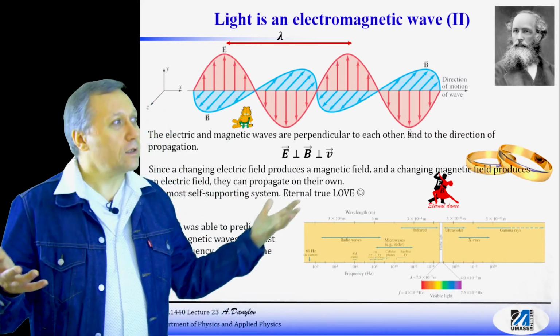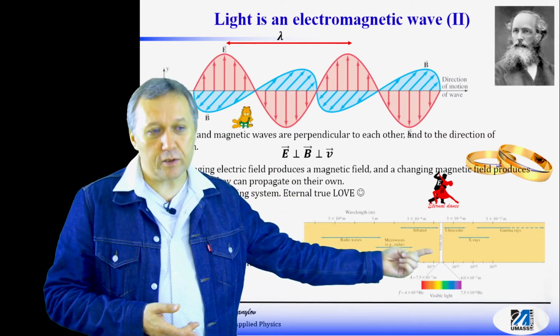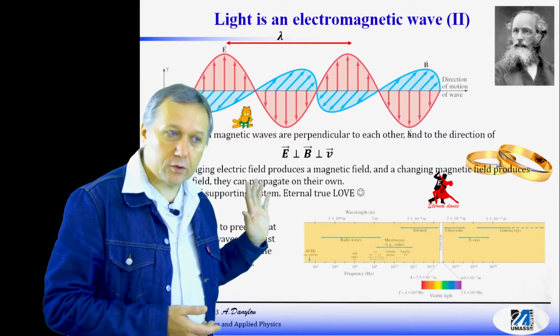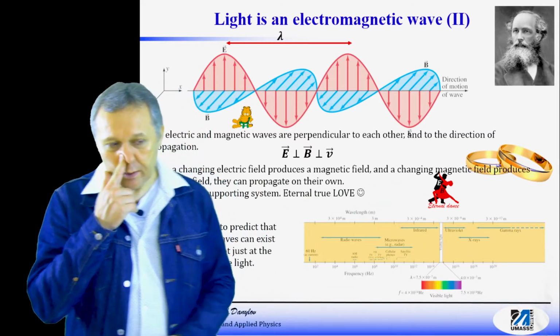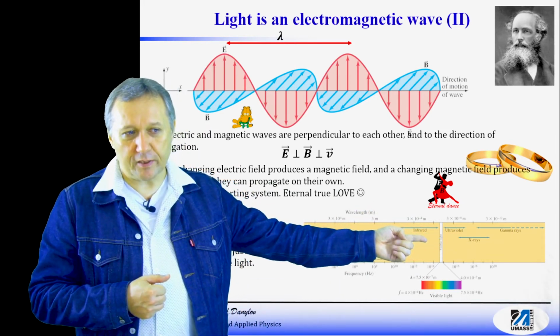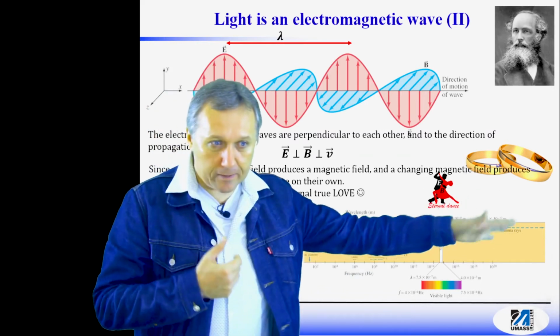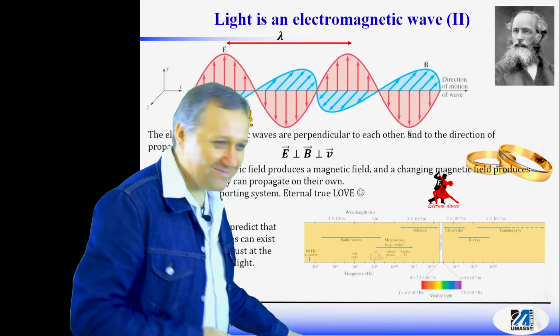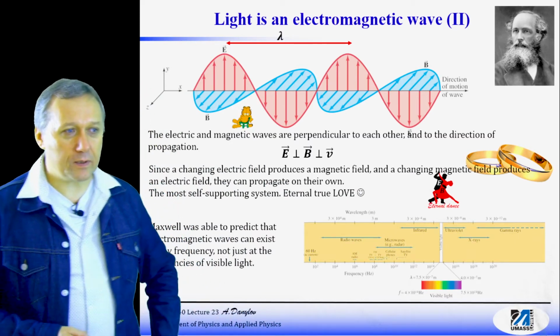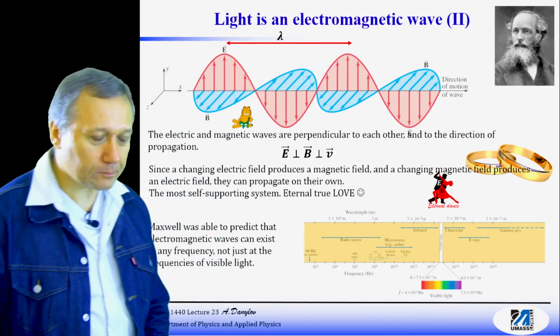And of course, light, what do we mean by light? Usually we mean the visible part of the spectrum, right? But anyway, Maxwell realized that it's not just that part of the spectrum that is an electromagnetic wave. He realized it's much broader. Yeah, he was a brilliant theoretician.